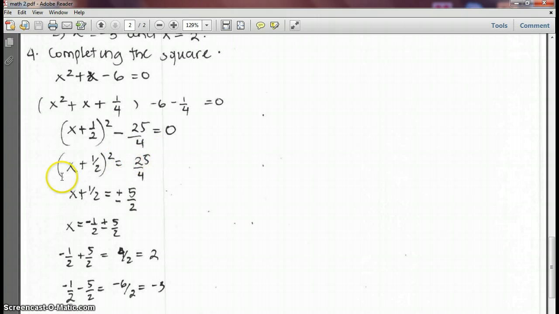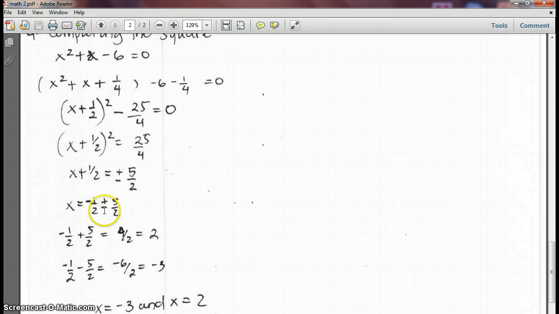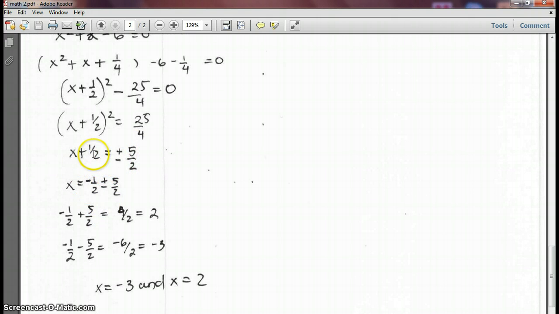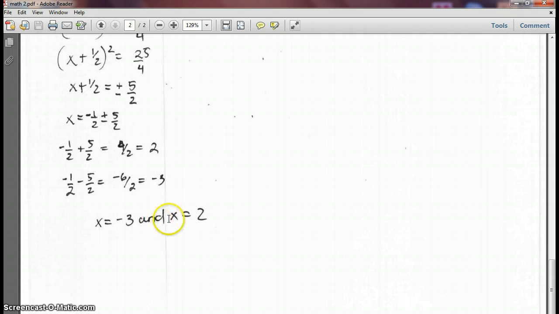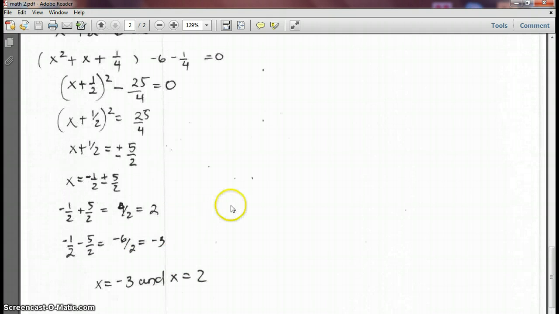I take the square root of both sides to get rid of the square over here, and whenever you take the square root of something, it's always plus or minus, so I have plus or minus 5/2. Then I bring 1/2 to the other side, so I have x equals minus 1/2 plus or minus 5 over 2. The first part gives me 2, and the second part gives me minus 3, and I have the answer x equals minus 3 and x equals 2.